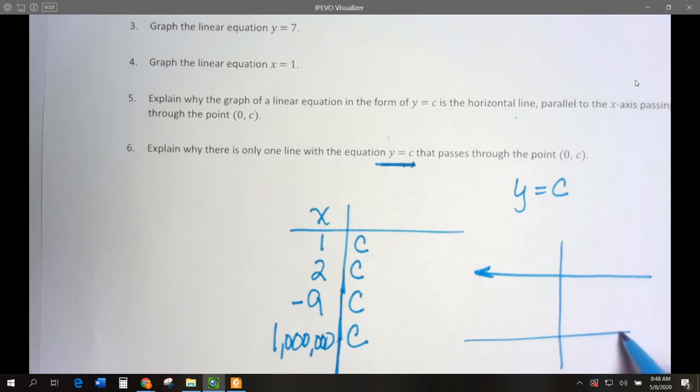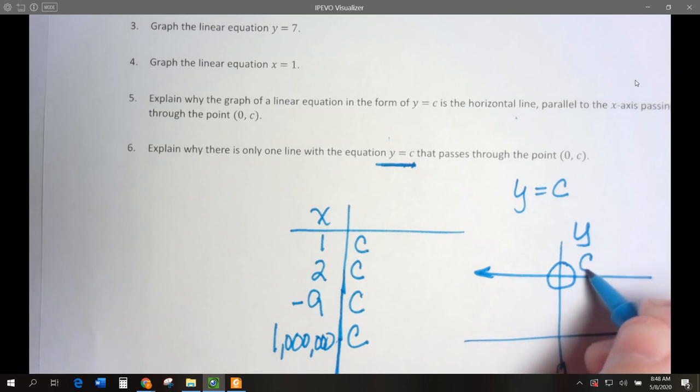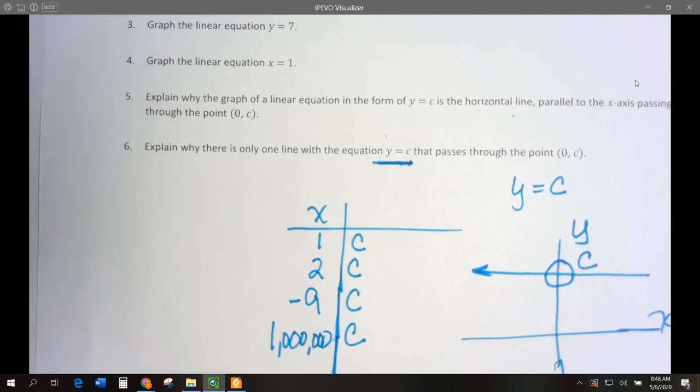through our y-axis here at c. And only one line can do that.